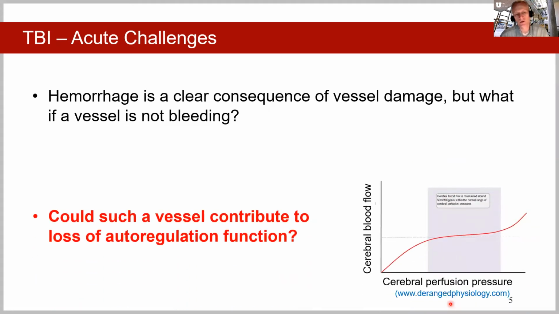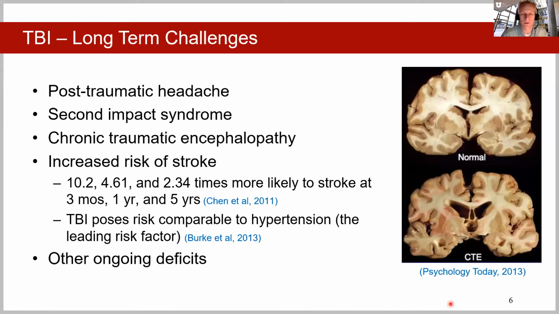Okay, and so that's another issue that we need to try to think about and understand. Now, traumatic brain injury also has a lot of consequences that are longer term problems. Okay, people who have suffered traumatic brain injury are known to have ongoing headaches, to suffer from second impact syndrome, which means they're more susceptible to a subsequent injury, and an increased risk of stroke, etc. Lots of potential problems.